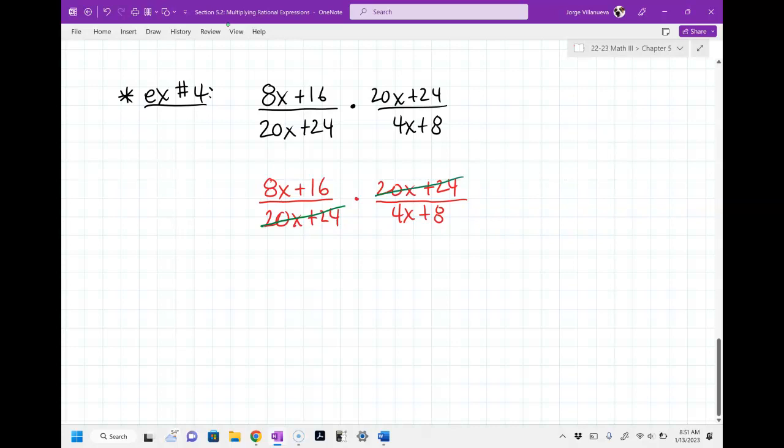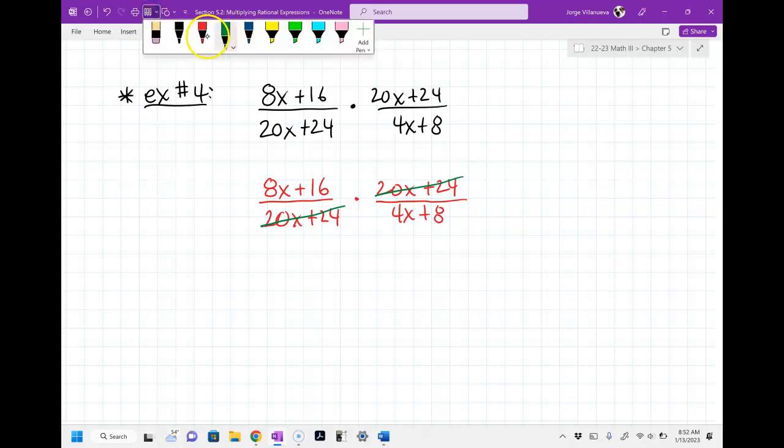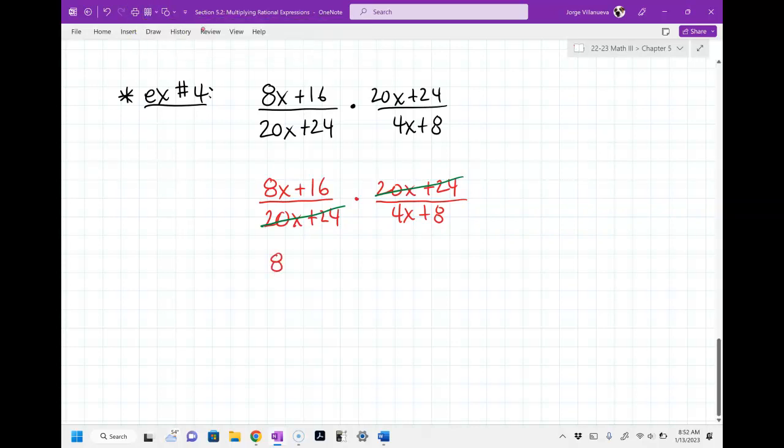Is there anything else that looks obvious to you, like I can get rid of this? I mean, if there's not, it's okay. But I would say right now, nothing looks like it's super obvious. Okay? So what if I just rewrite it right now? So 8x plus 16 over 1 times 1 over 4x plus 8. I'm just going to rewrite it so it doesn't look so confusing.